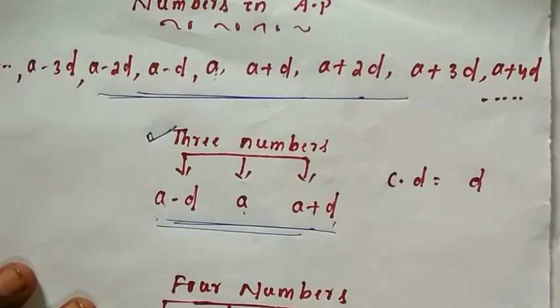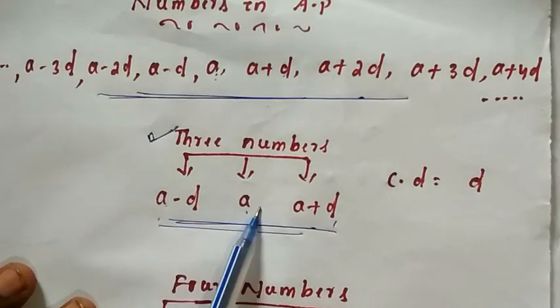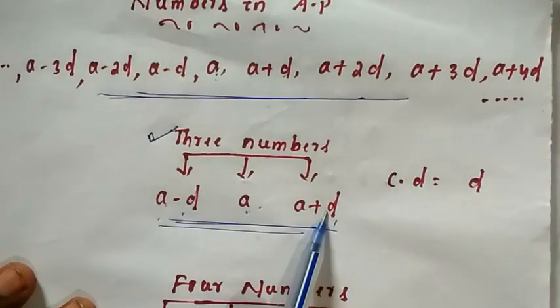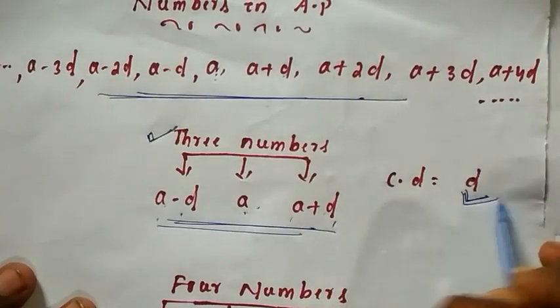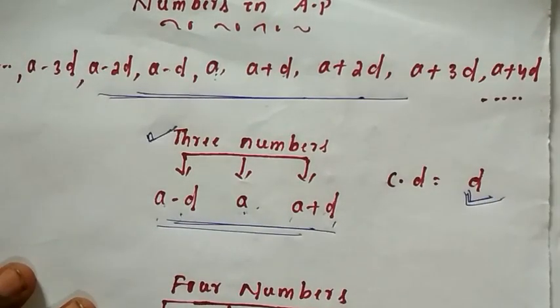Understanding? For our convenient use, any numbers you cannot write here. How do I select these three numbers? Listen. In these three numbers, what is the common difference? D. Common difference is D. Yes or no? Is the common difference D or not?